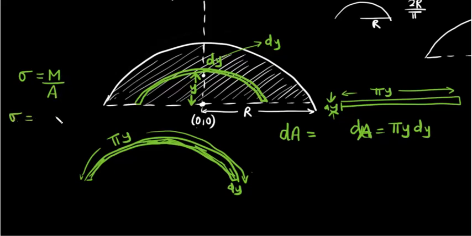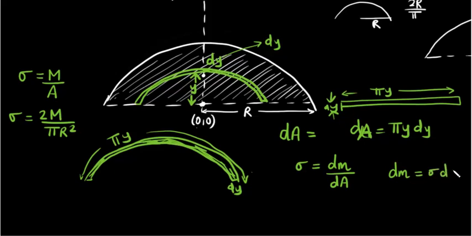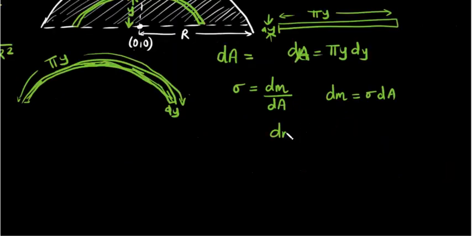So sigma is equal to m upon pi r square for the whole disk. Okay, the full disk, but this is area, right? Pi r square by 2, so there will be a 2 over here. Similarly, sigma can be written as dm by dA, so dm can be written as sigma times dA. So sigma is 2m upon pi r square, into dA.